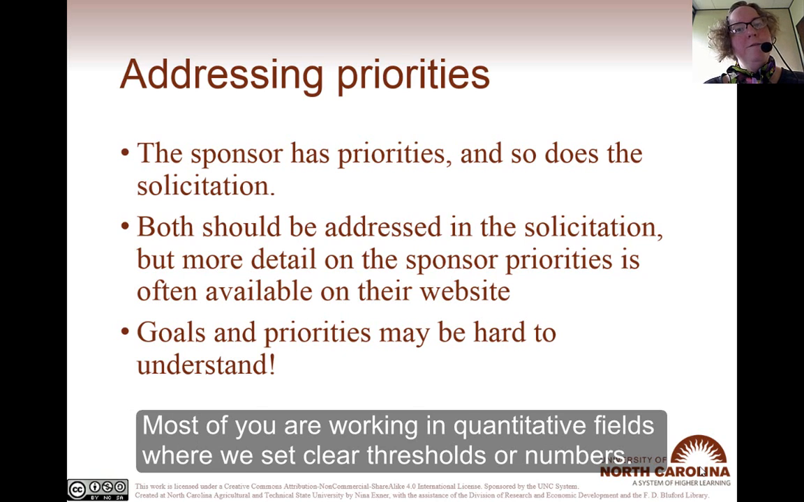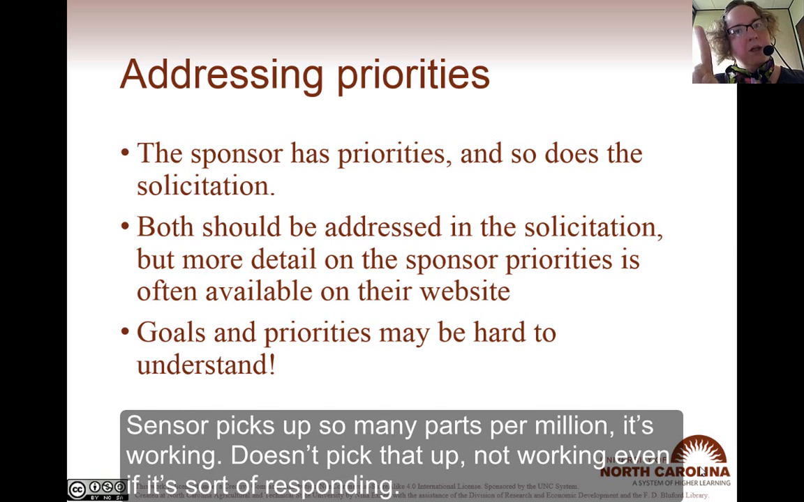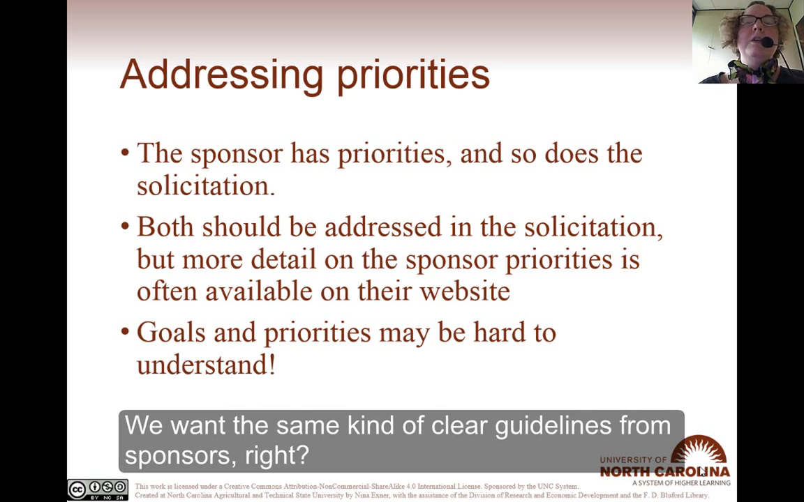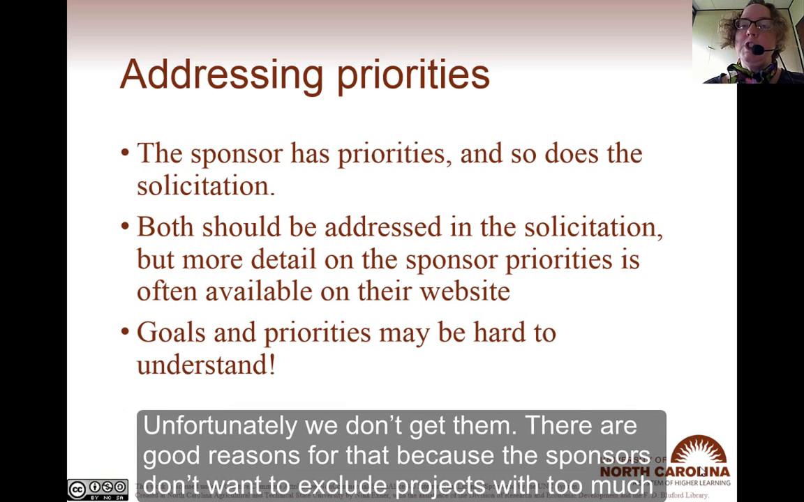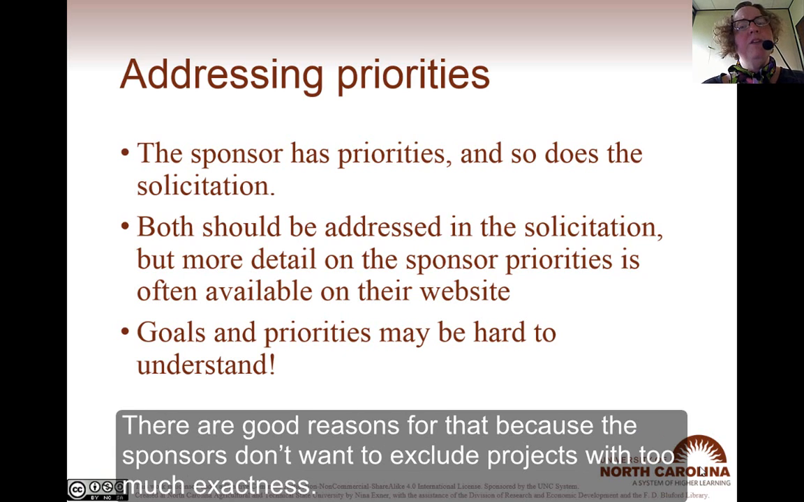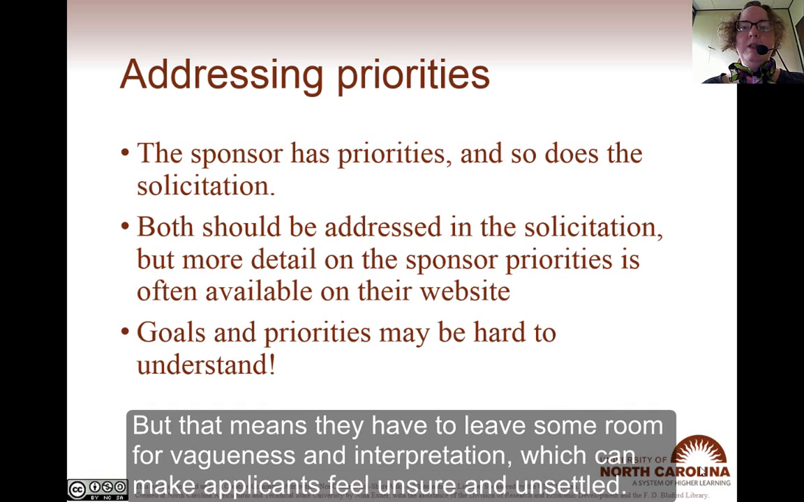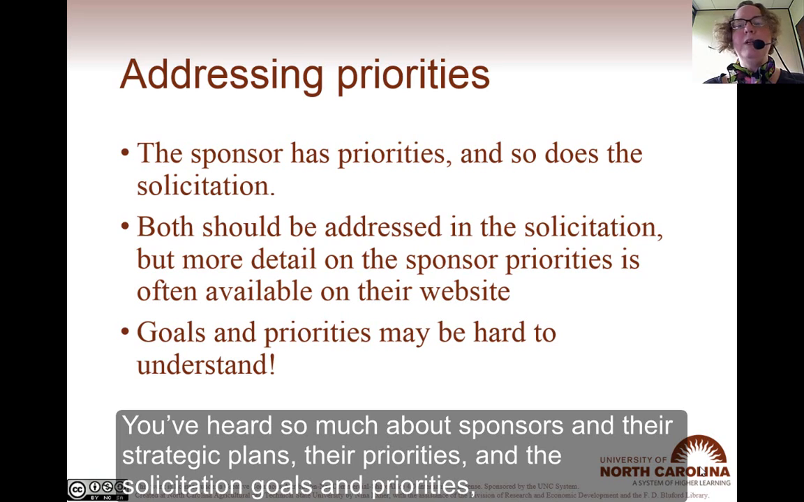Most of you are working in quantitative fields where we set clear thresholds for numbers. Sensor picks up so many parts per million, it's working. Doesn't pick that up, not working, even if it's sort of responding. Gotta go back and fix it. So we want the same kind of clear guidelines from sponsors, right? But unfortunately, we don't get them. And there are good reasons for that, because the sponsors don't want to exclude projects with too much exactness. But that means they have to leave some room for vagueness and interpretation, which can make applicants feel unsure and unsettled.